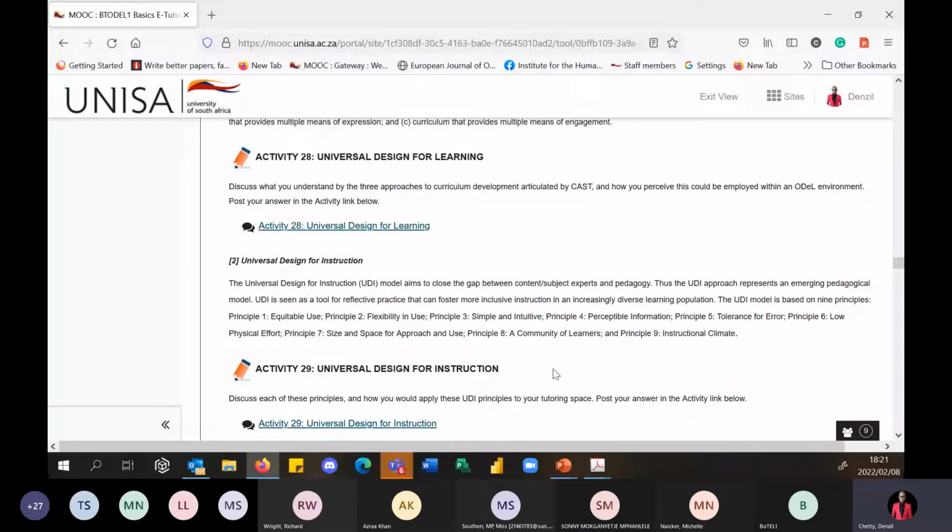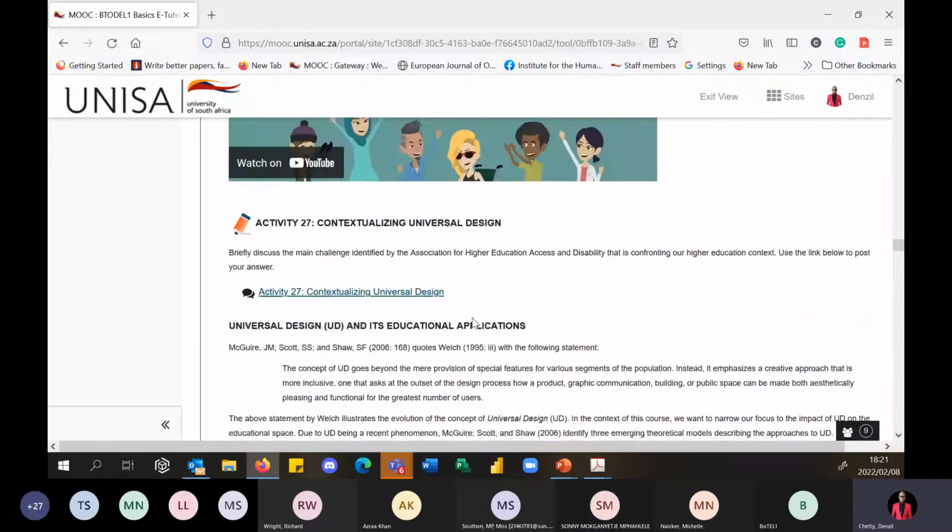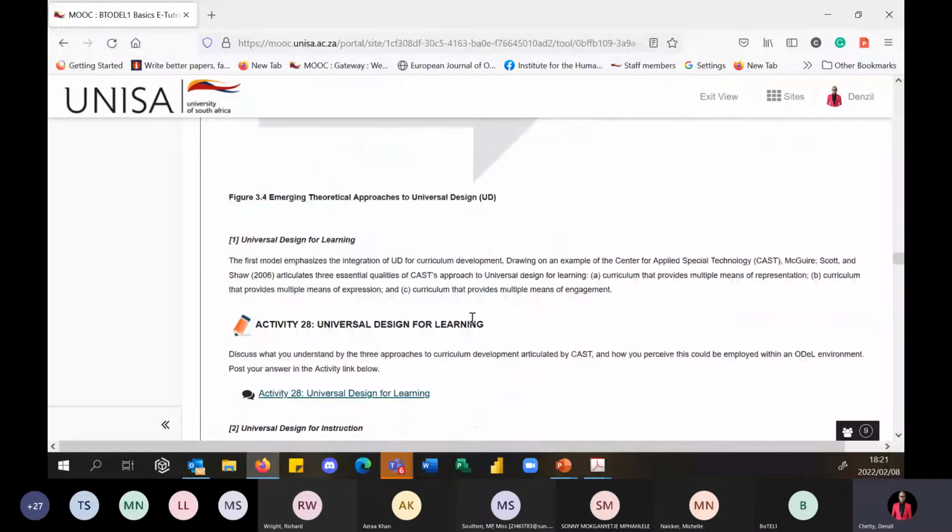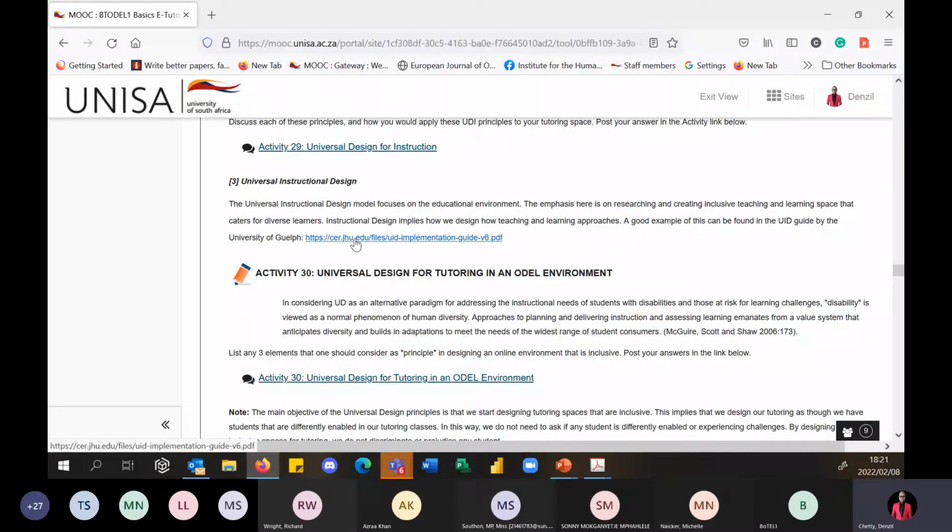Now, in some places, for example, if you look at some of the principles of UDI, flexibility in use, simple, intuitive, tolerance for error, etc., these are core principles that you will then look at as part of this document, the part of this article that you look at in universal design principles, right? So look at that document, colleagues. And I also added a universal instructional design document produced by University of Guelph, and that actually gives you some guidelines to how some of the principles could be applied.